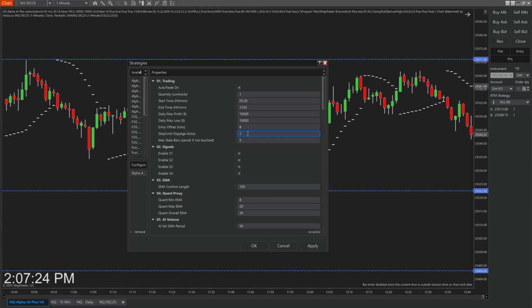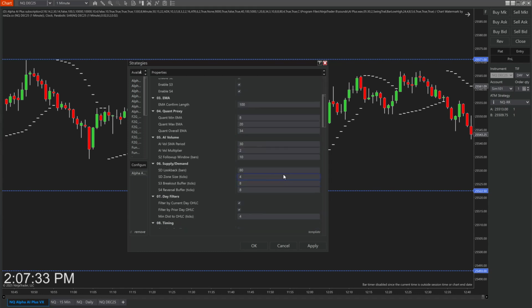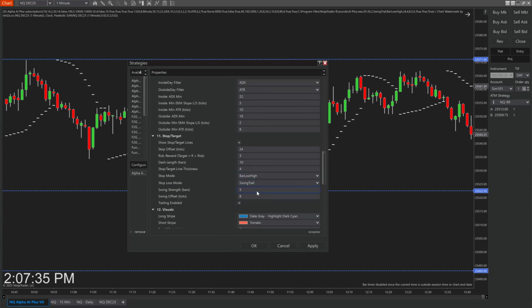But this is slippage. Also, we have max bars cancel if no touch, which means, let's say we have a long signal here. Let me show you.